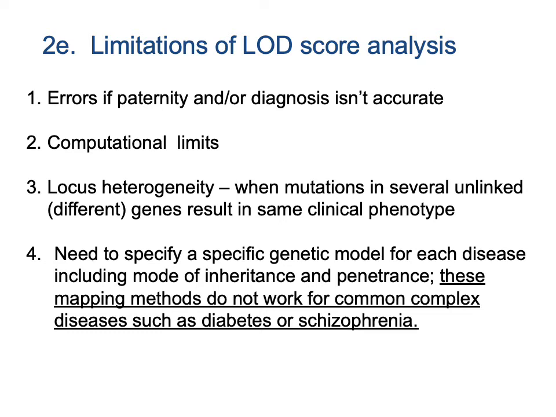So that's a situation where hetero means multiple or different genes. So heterogeneity is different genes giving rise to the same clinical phenotype, right? So that would be the opposite of monogenic, if that makes sense. So locus heterogeneity means mutations in multiple or several unlinked or different genes are giving the same phenotype. So that's more of a complex disease situation, and LOD score analysis does not work well for complex diseases.